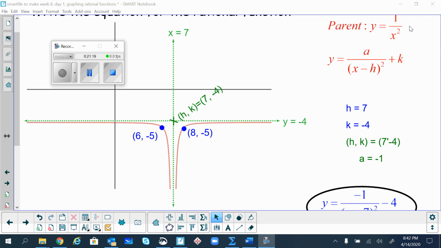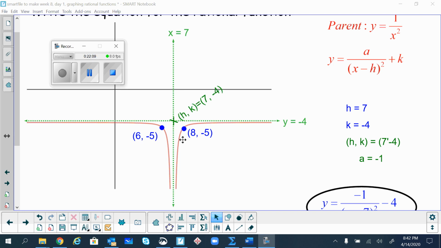So our parent function is y equals 1 over x squared, which means transformation form will be y equals a over x minus h squared plus k. Again, we get our h value from our vertical asymptote. So we know that h equals 7, and we get our k value from our horizontal asymptote, so k equals negative 4. So we know 7, negative 4 is our hk value, and then we just need to figure out what a is. So I look at the coordinates for these points. I'm at 7, negative 4, and my new point is 8, negative 5. So what do I have to do from negative 4 to get to negative 5? I'm just going to subtract 1. So there's my clue that the a is going to be a negative 1.